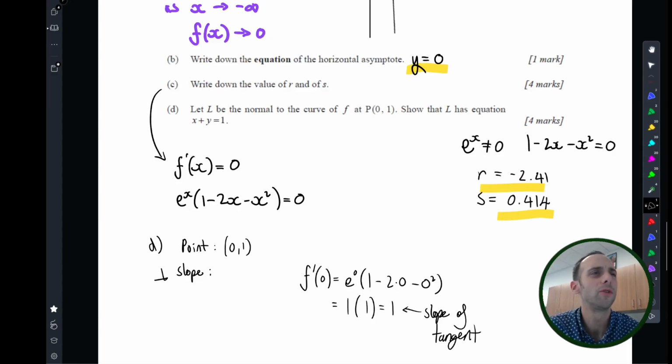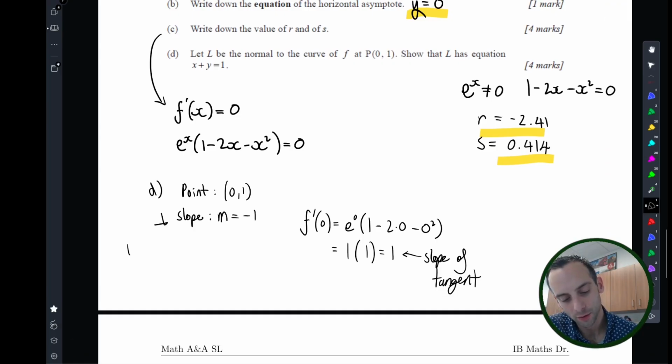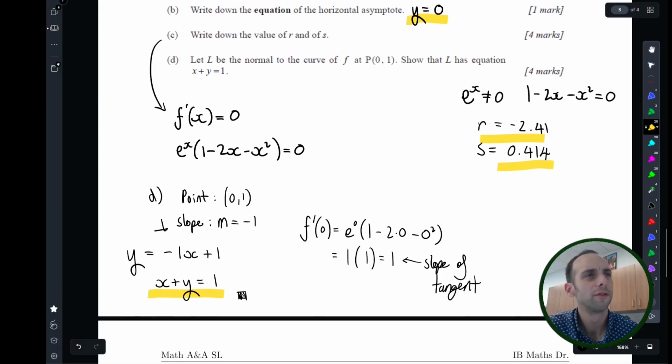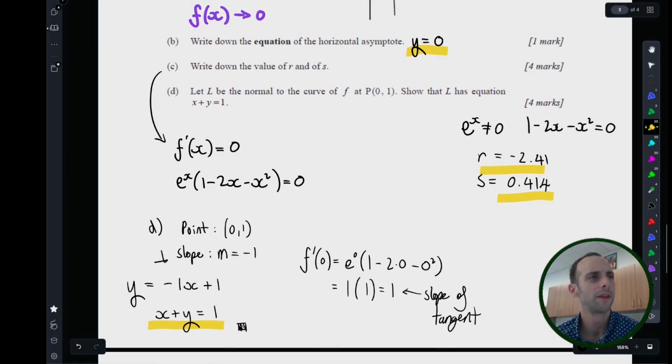They're asking us about the normal line, so we want something perpendicular. Perpendicular to that would be a -1 slope. We can begin building our point slope form, or because we're actually given the y-intercept here, we can jump straight to slope-intercept form. We'll do that. We'll go y equals -1x plus 1. A simple rearrangement gets this to the form we want and completes this little IB problem for us, 4, 4, 1, 3, 12 marks for us on that one.